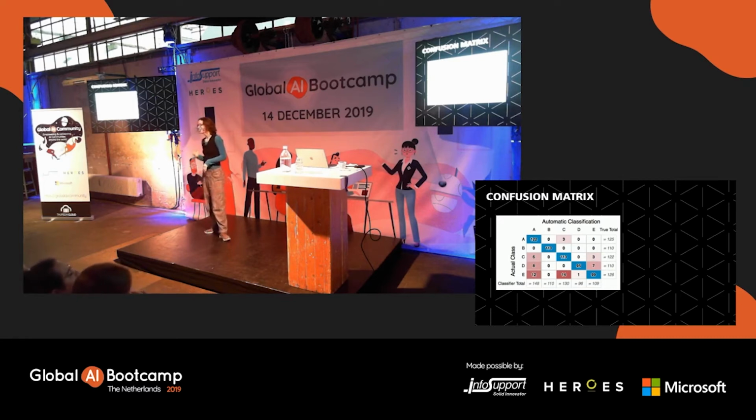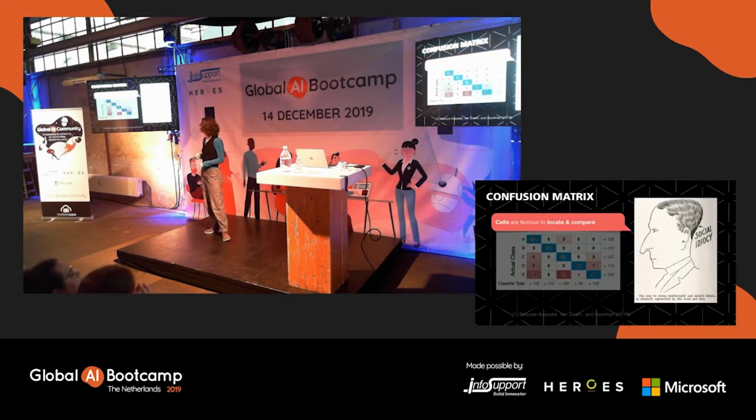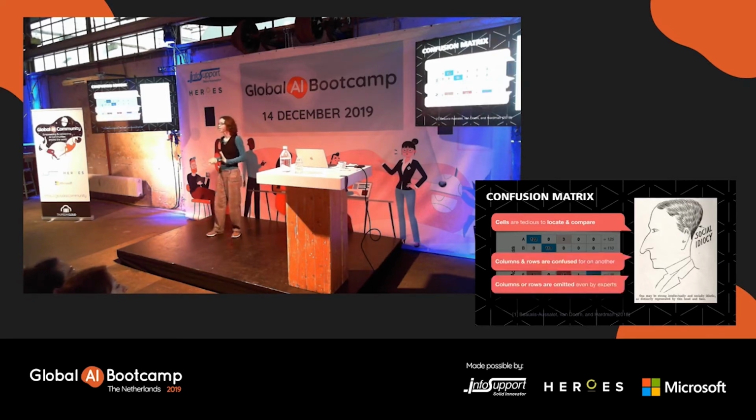Even experts. And I made a little user study, and these are the main things I found about the problems with it. So cells are difficult to locate and compare. If you have many classes, your matrix is really big, and if you want to compare this type of error with that type of error, it's really tiring. And also, people get confused with what the columns or the rows mean. And sometimes they swap the meaning.